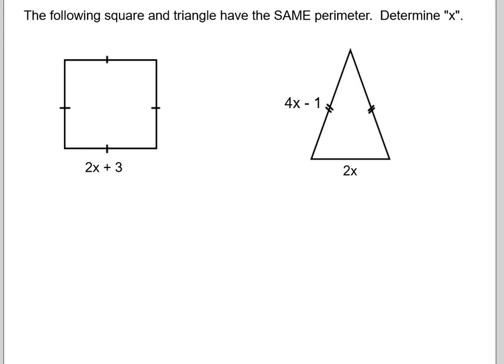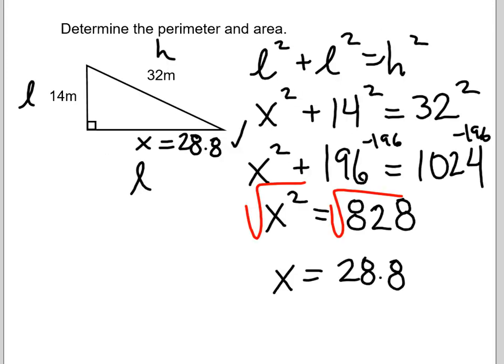The following square and triangle have the same perimeter. Oops, I better go back to that. I didn't finish this one. I jumped ahead, I was too excited. Okay, so we have our x. Let's go back and finish this question. We need perimeter and area.